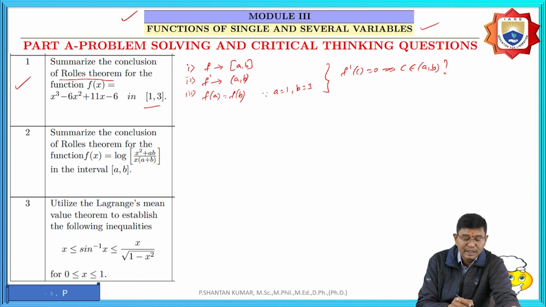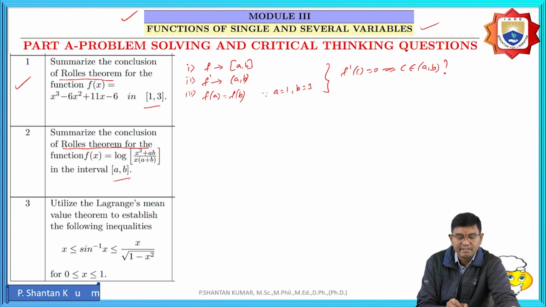And the second one is the same, Rolle's theorem. We need to find out for this given interval.